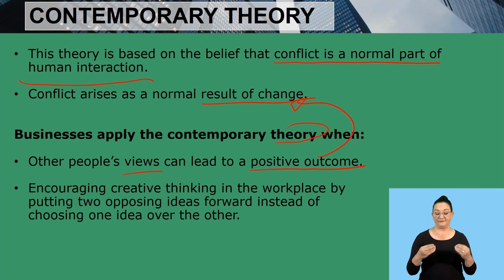Businesses apply the contemporary theory when encouraging creative thinking in the workplace by putting two opposing ideas forward instead of choosing one idea over the other. So we allow people to think out of the box, to think creatively, come up with new ideas, because we understand that when we're thinking creatively, we're able to generate what? Better solutions. And we need better solutions. We need to do things that have never been thought of before. We want to do things differently, because understanding that doing things differently does what?